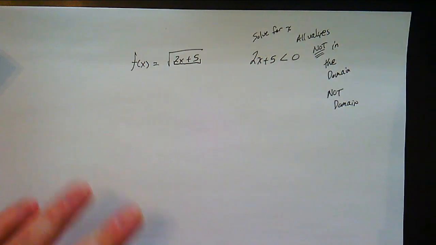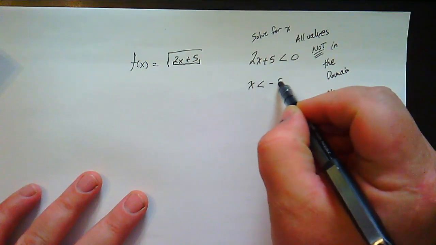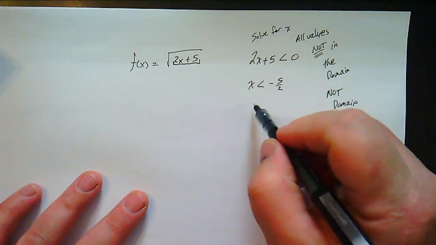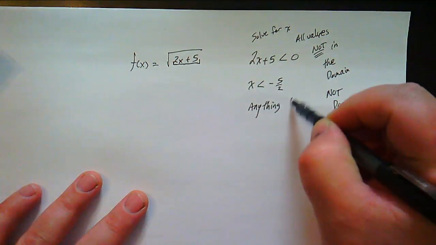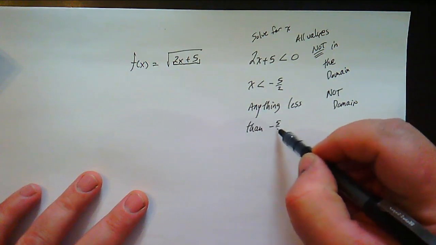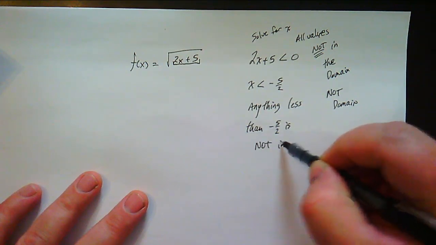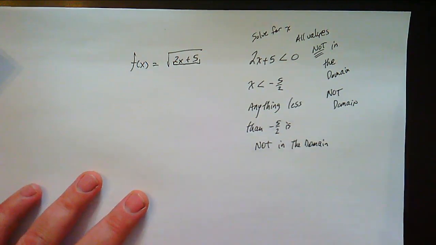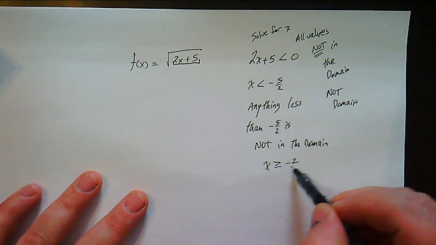So for this one right here, if you solve it, you're going to get x is less than negative 5 over 2. Do you see? So anything less than negative 5 over 2 is not in the domain. So that means everything more. So that means that the domain is going to be everything.